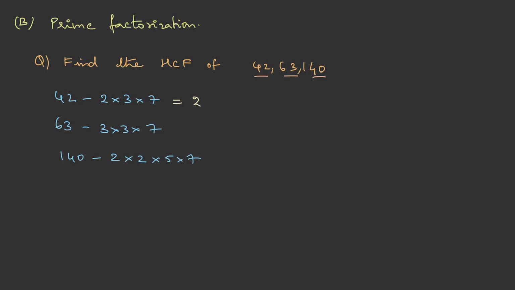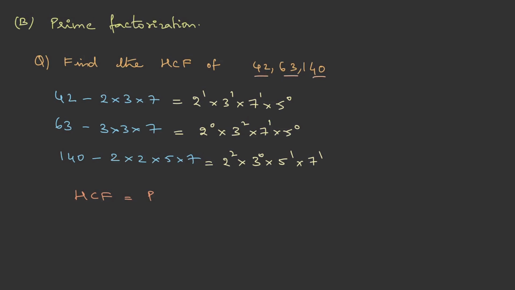So this I can write as 2 power 1 into 3 power 1 into 7 power 1, and anything left out, 5 is not there, so I can write 5 power 0. In this 2 is not there, therefore 2 power 0, 3 square, 7 power 1, 5 power 0. In this 2 square, 3 power 0, 5 power 1, 7 power 1. Alright, HCF is it is a product of least powers of the prime factors.